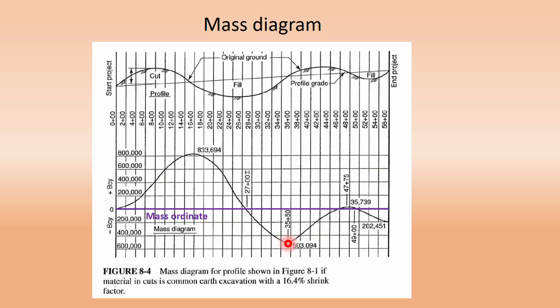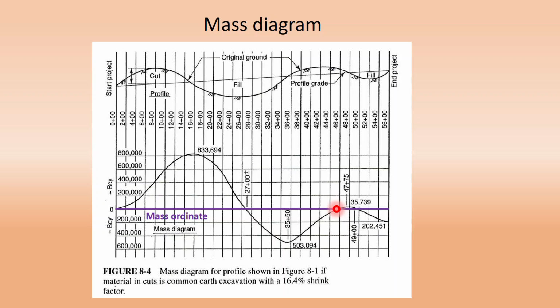But once you've gotten to another cut scenario, now we're starting to gain money. We're putting money back into our account. So we've reached our minimum, and now we're increasing our bank account back up. And boom, we hit a balance again. We're back at 0 there at station 47 plus a pair. So that's a good thing.